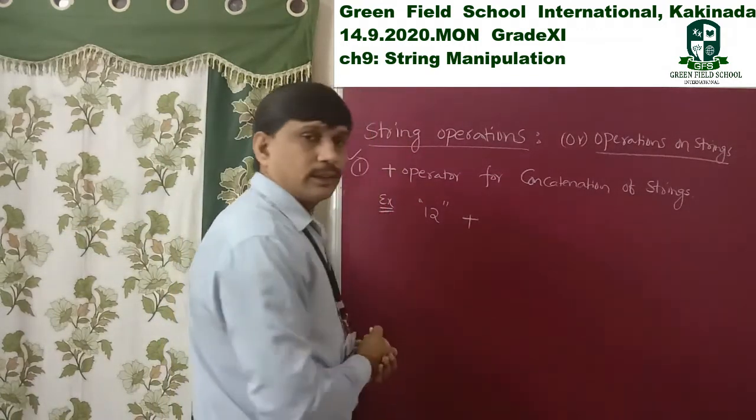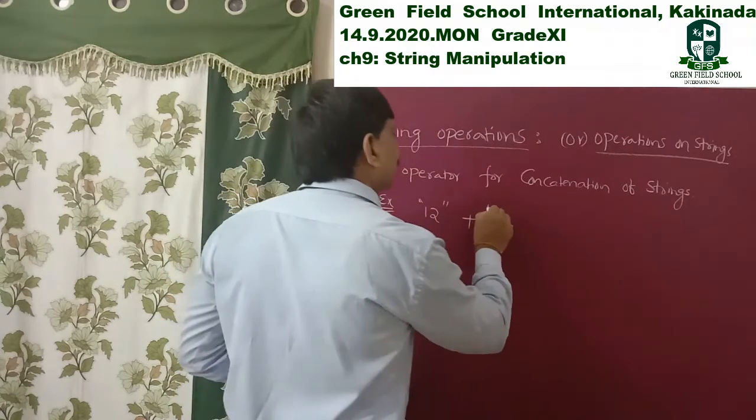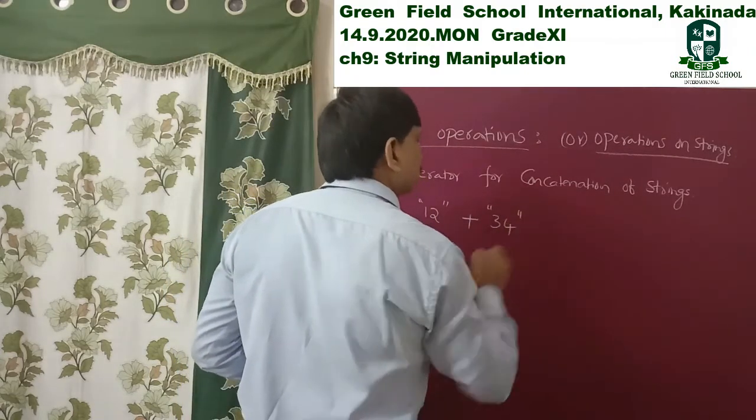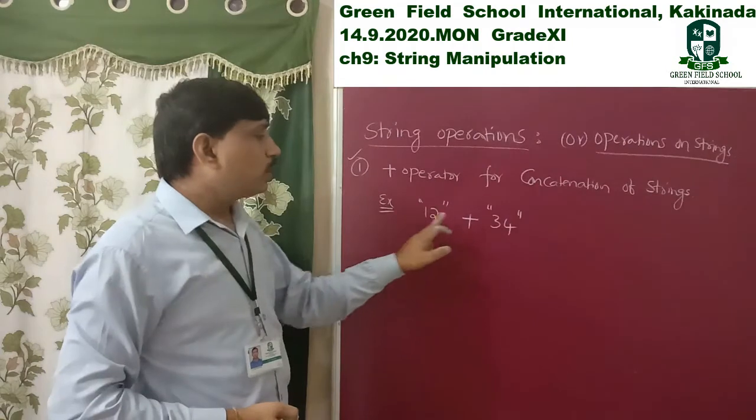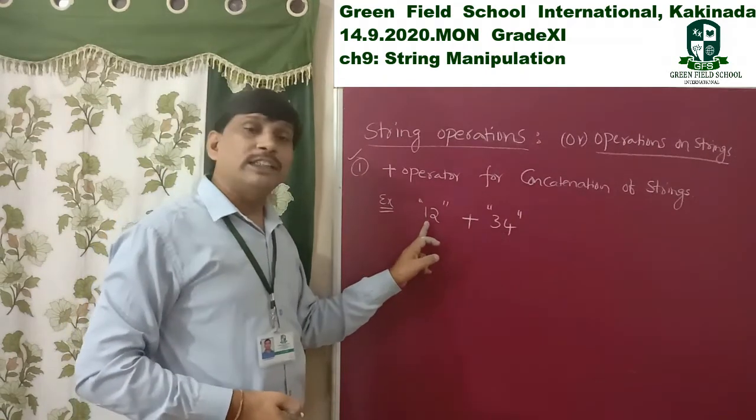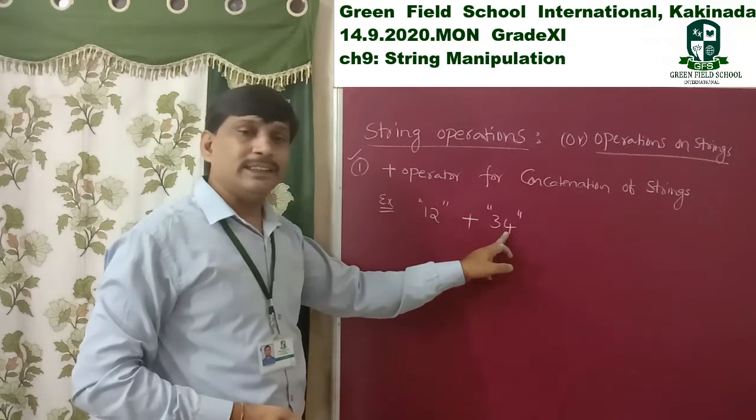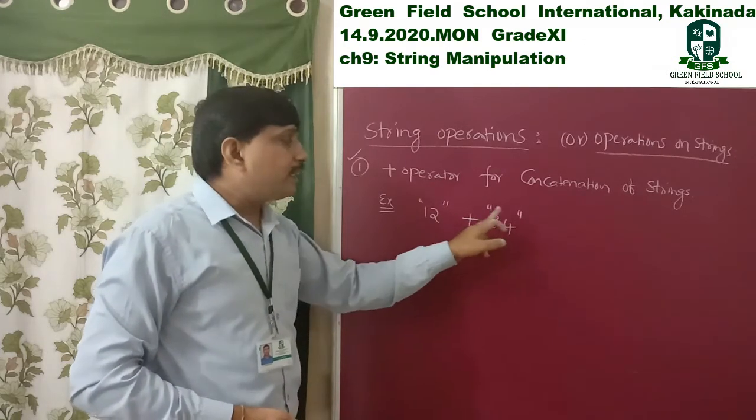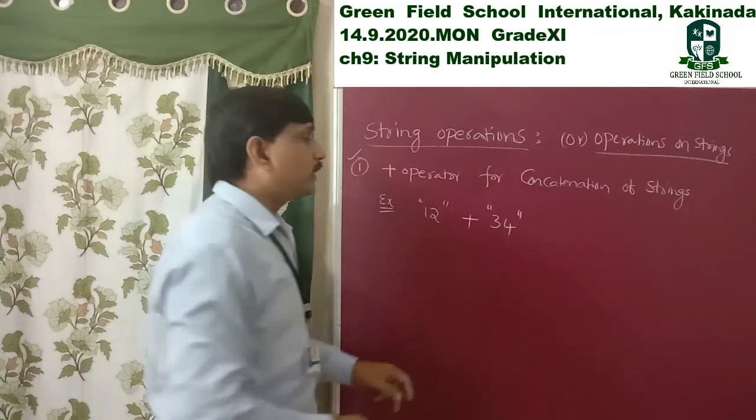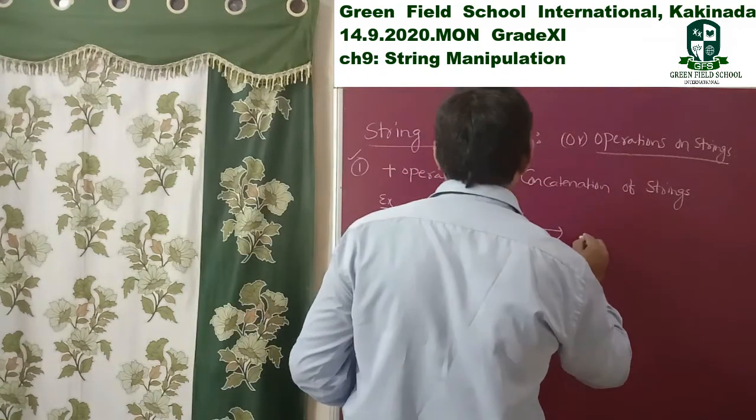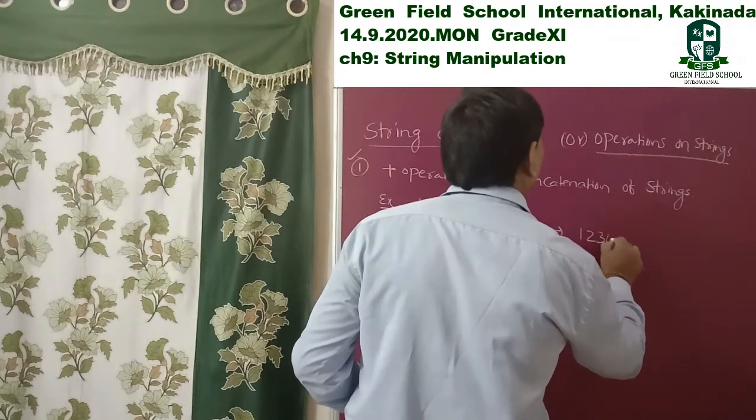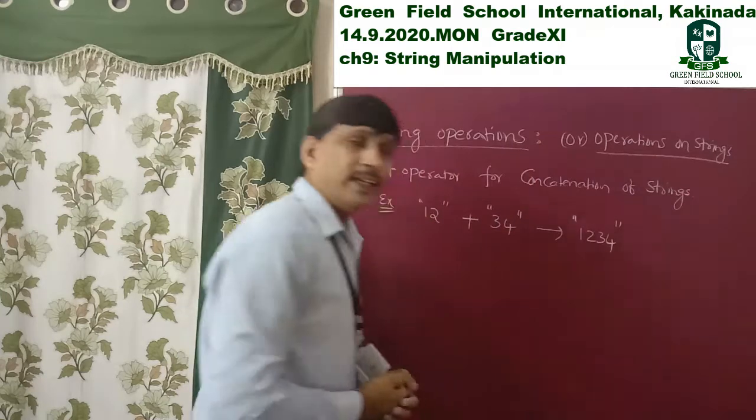Plus "3, 4". So "1, 2" plus "3, 4": this one is one string, this one is one string. Here string plus string, a string concatenated with another string. So it displays the following output: 1, 2, 3, 4. Why?